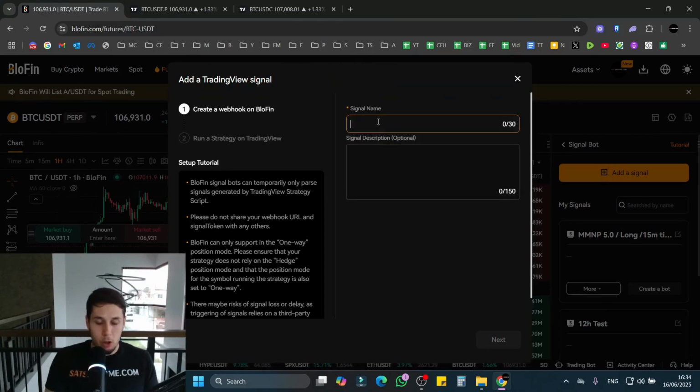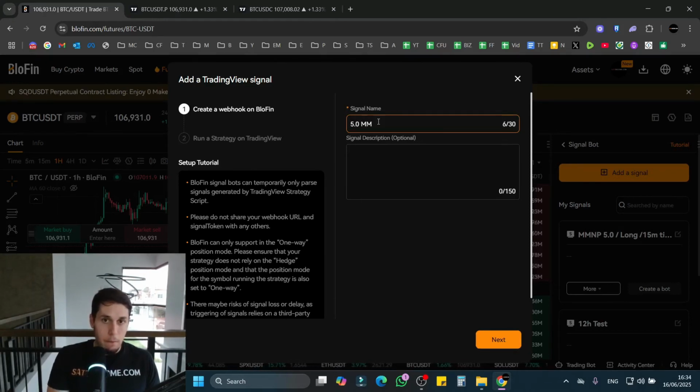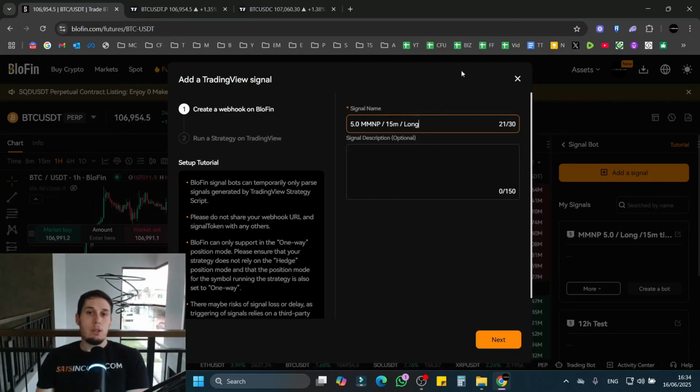Normally what I do right here is add the name of the strategy that I am using. So I'm using 5.0 MMNP. I'm using my own custom indicator. In this case, as an example, I'm going to be setting a bot on a 15-minute time frame. So you can add a time frame as well. And it's going to be a long bot. So we have the strategy that we are using, we have the time frame, and we have the direction. Is it a long bot? Is it a short bot?